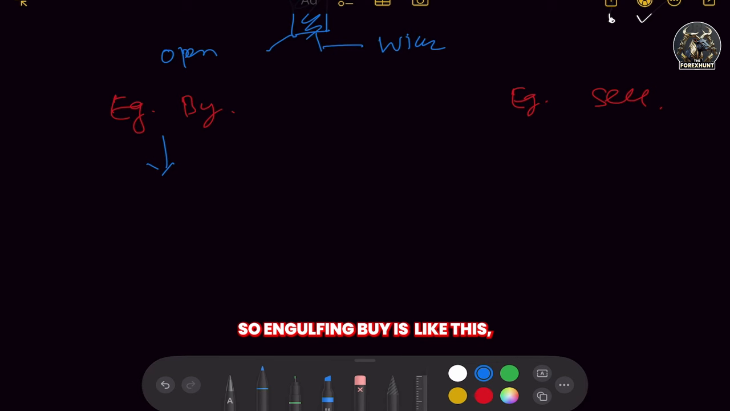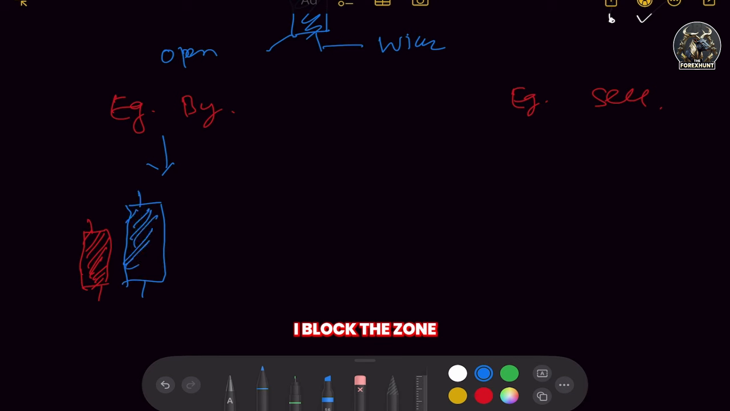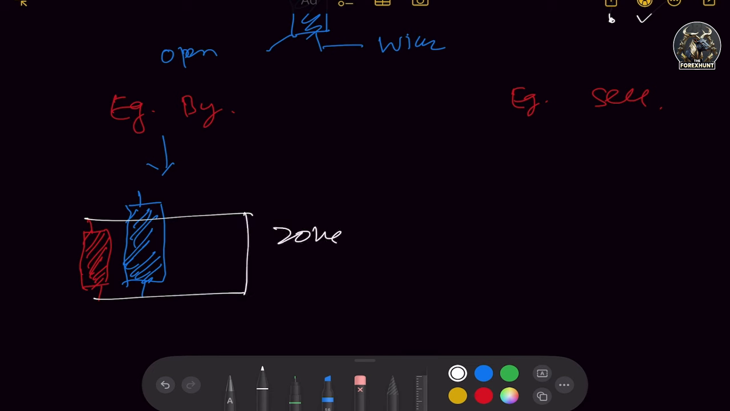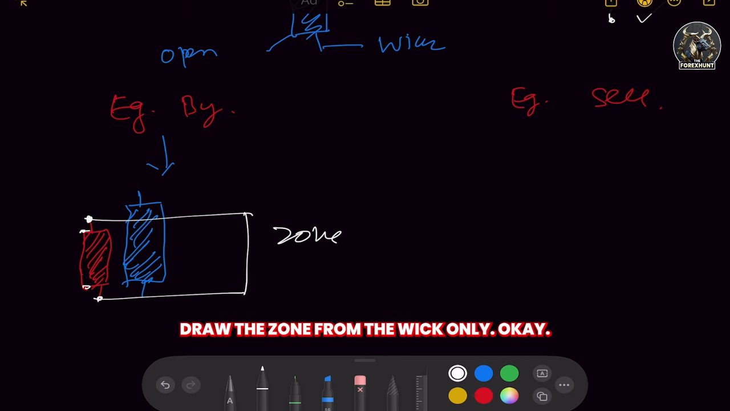So engulfing buy is like this. There is a red candle formed, a red candle, and a buyer's candle came and broke the zone and formed a candle. This is a zone from this wick to this wick. In case of engulfing buy, you have to check the wicks. In case there are no wicks, you can draw it from here, this area. But if there are wicks, you need to draw the zones from the wick only. Okay, you have to mark a line from here, you have to mark a line from here, and make it a box with a rectangle.